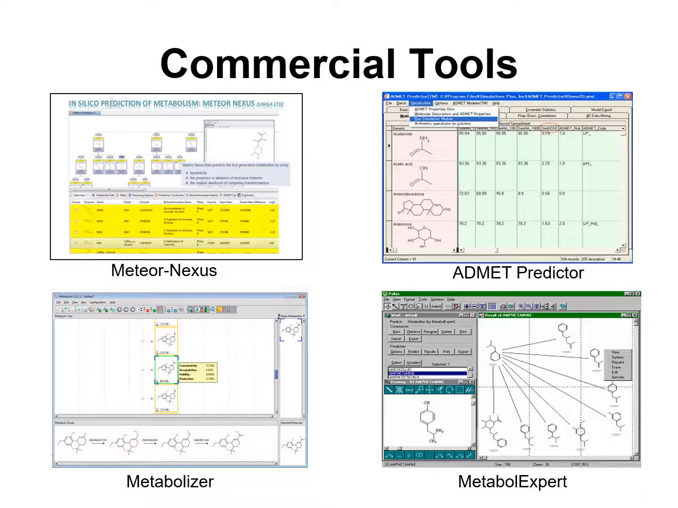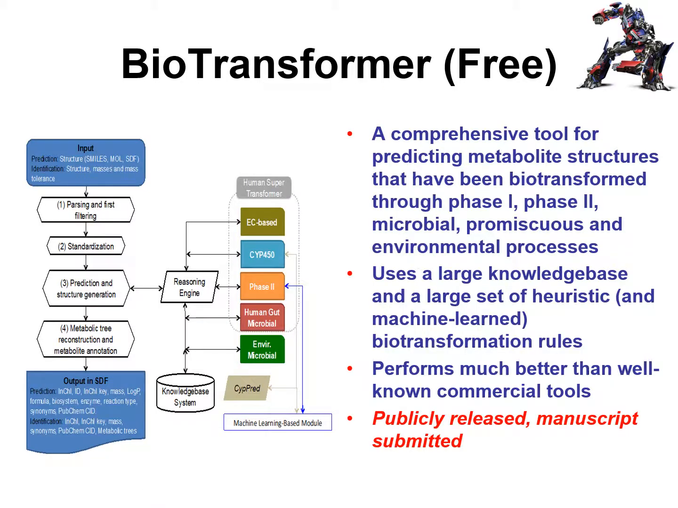And there are also lots of issues with these tools, not only because they're expensive, but they have a very limited scope. They weren't designed to predict microbial transformations. They don't usually predict phase 2 transformations. And they have no limits. And so they could create a propagation tree that can quickly produce literally millions of mostly unfeasible structures.